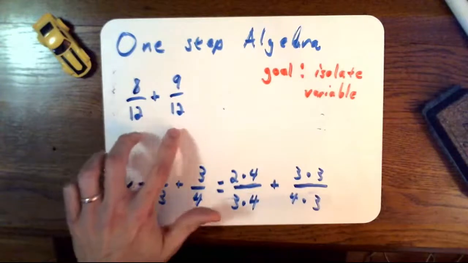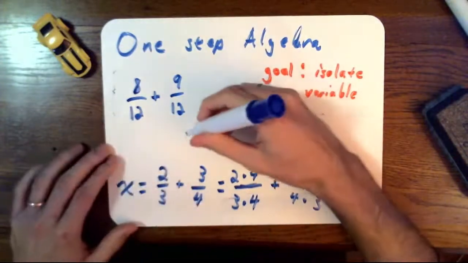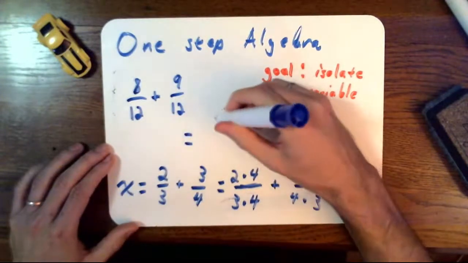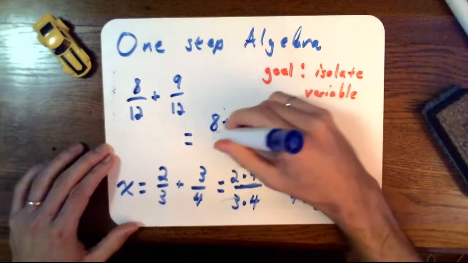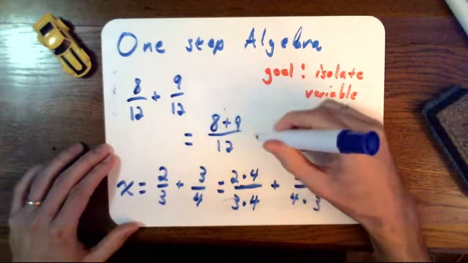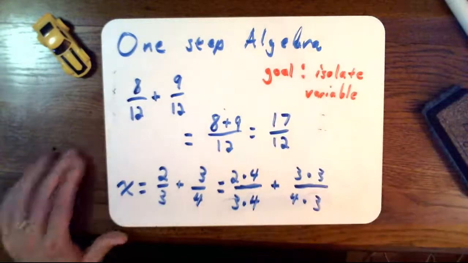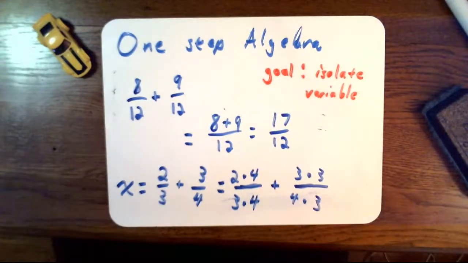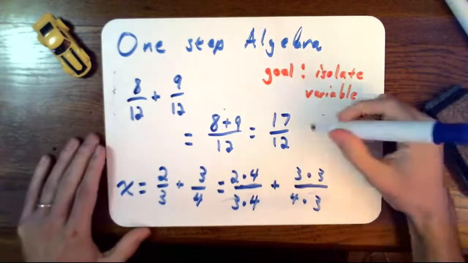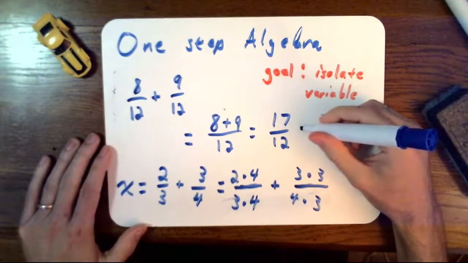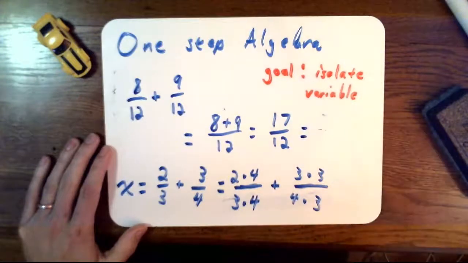And now that these two have the same denominator, you can add the numerators together. 8 plus 9, so that'll be 17 over 12. This is a possible answer. This is written in improper fraction form. Another way we could write this is with a mixed fraction.